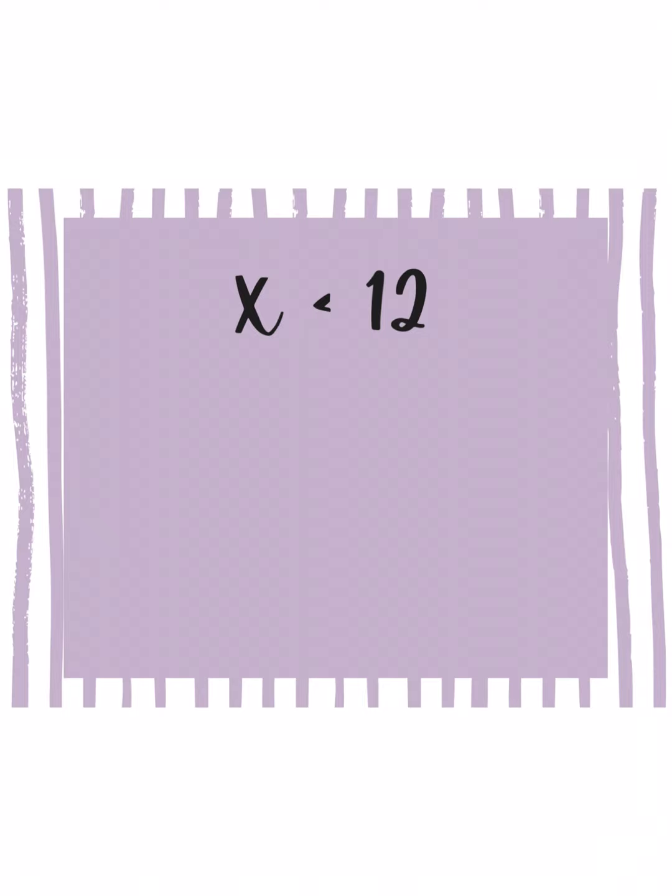In this case, the symbol that you see is less than. That means this x represents anything that is less than 12. It could be 11, 10, 9, 8, but it cannot be 12, 13, 14, 15.